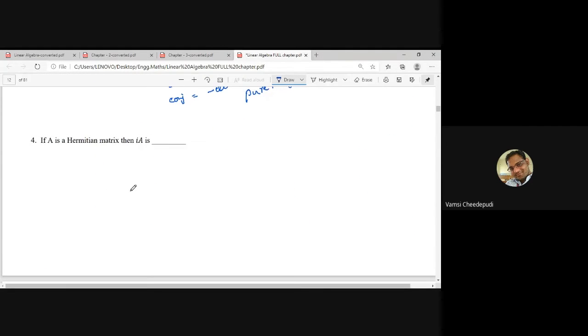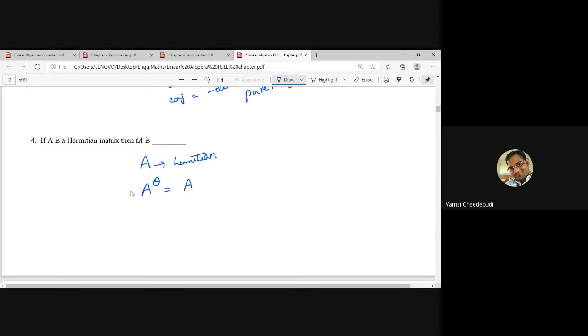Okay, fine. Next question. If A is a Hermitian matrix, then i into A is dash, where i is a complex number. What's your answer? Yes, sir. Already given A is a Hermitian matrix. If A is a Hermitian matrix, then it must satisfy A power theta is equal to A.